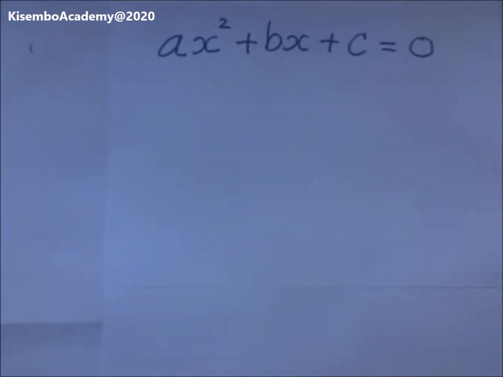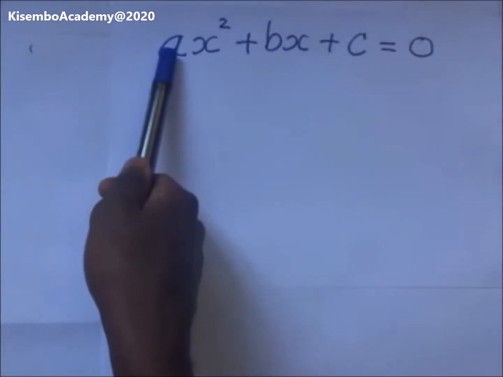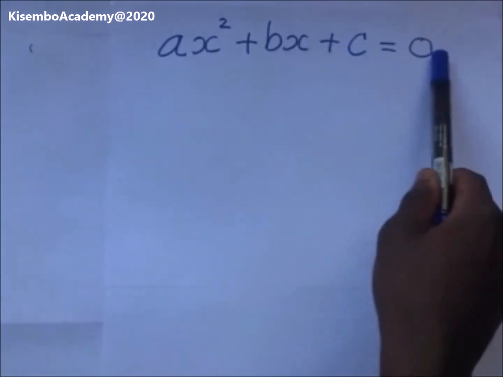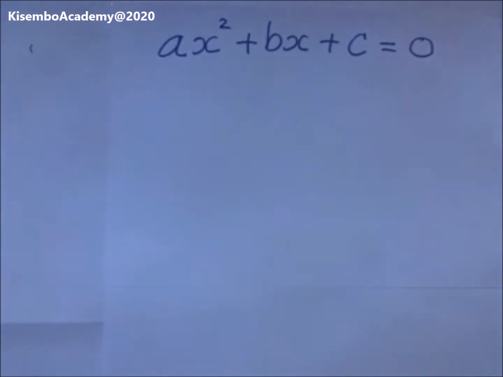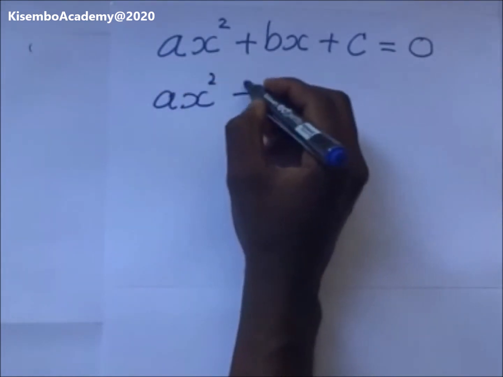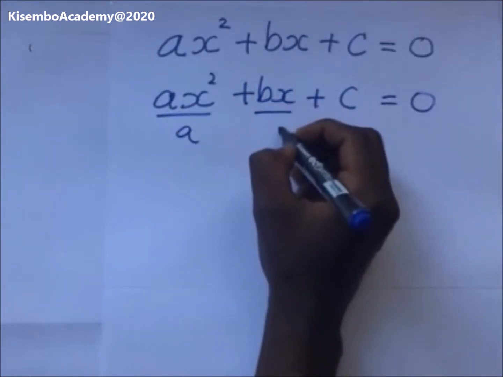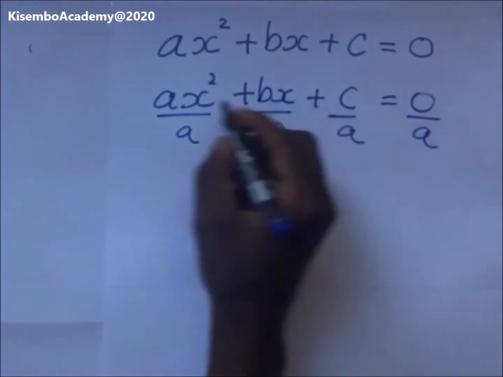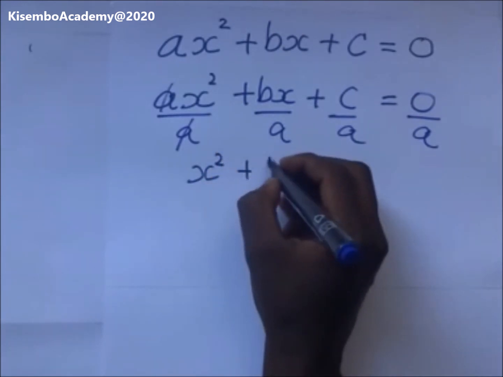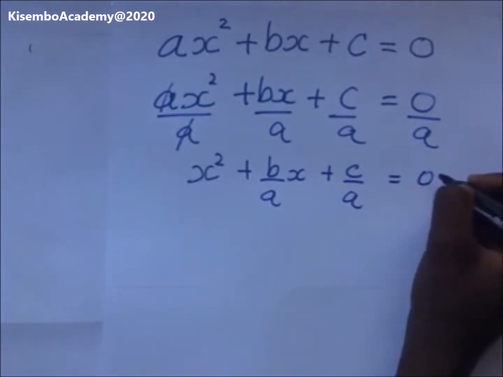So what we do first of all, when we are completing squares, is make sure that the coefficient of x squared is 1. If the coefficient of x squared is not 1, you're supposed to first divide through all these terms by that coefficient, so that here it is 1. So in our next step we are going to divide through by a, so that this a and that a cancel out. You remain with x squared plus b over a x plus c over a being equal to 0.